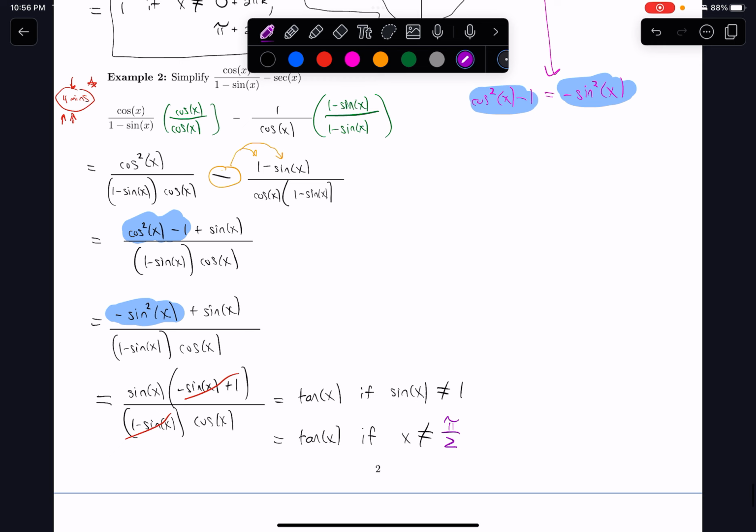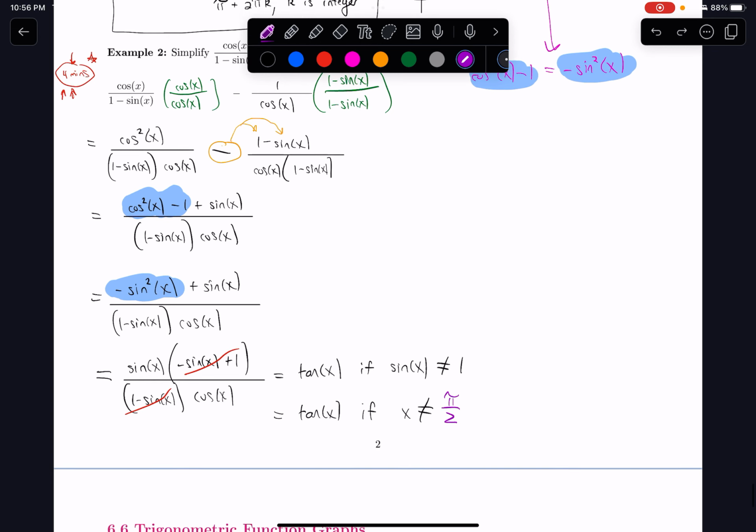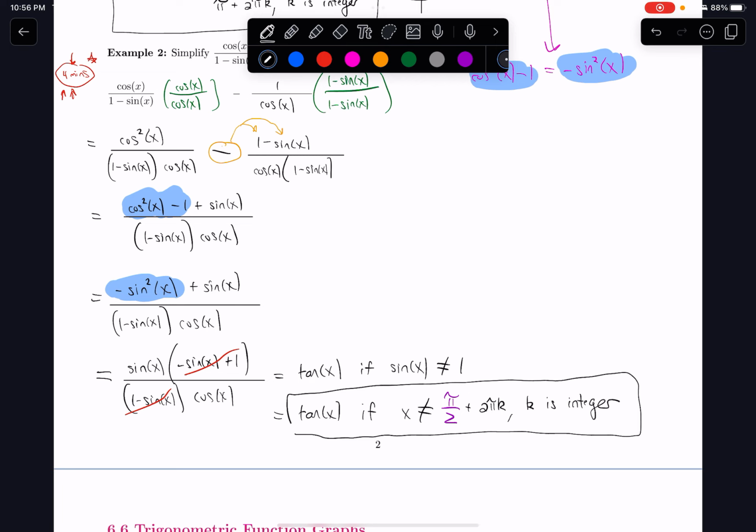And then do I need to do the plus 2 pi k thing? Well, yeah, because in this problem, it didn't restrict my angle x. Like I didn't say x is just between 0 and 2 pi. So I can go around the unit circle as many times as we want. So I got to do pi over 2 plus 2 pi k. I want to exclude all of those possibilities. And then I should say k is an integer. All right, and there we have it. It's simplified to just tangent x, but I need to include this domain restriction so that my denominator isn't equal to 0.